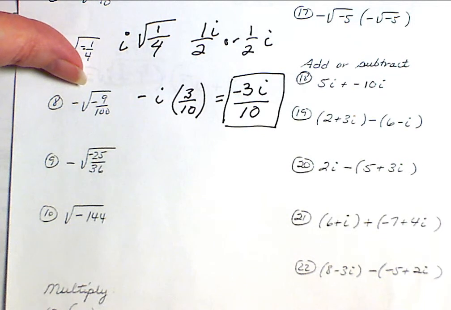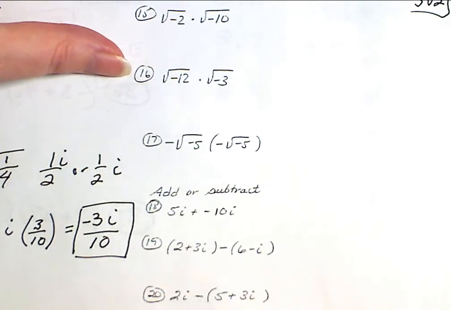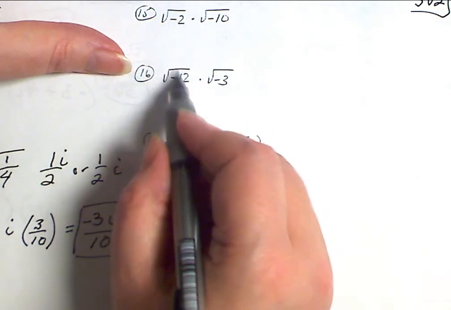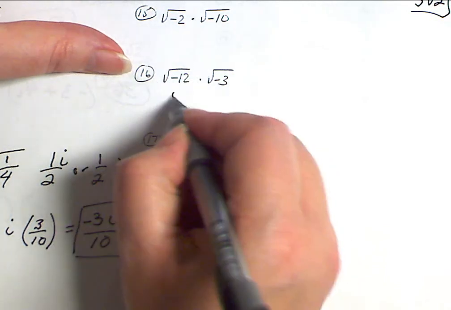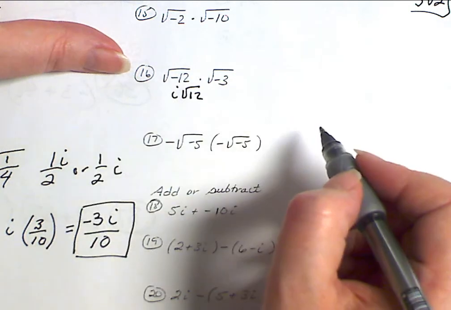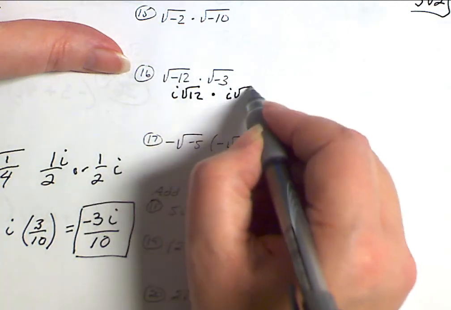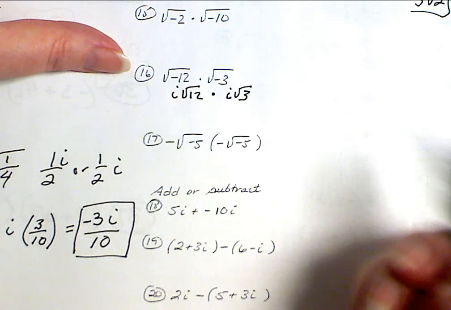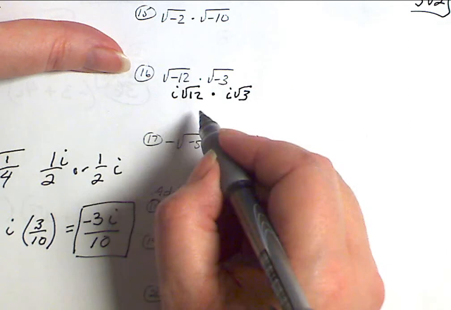Number 16. You have 2i. Very good. All right, number 16, ladies and gentlemen. But you have i squared. You will in a second. So the first thing you want to do is pull out your negatives. The square root of a negative is i. So we have i square root of 12 times i square root of 3. We good so far? i times i is i squared.